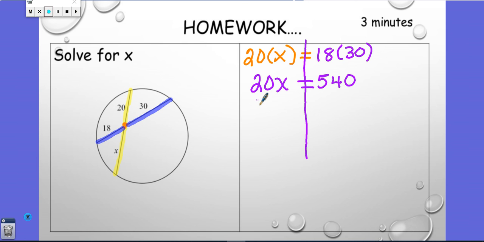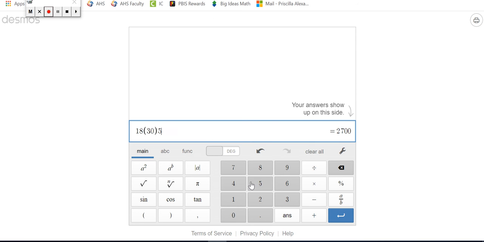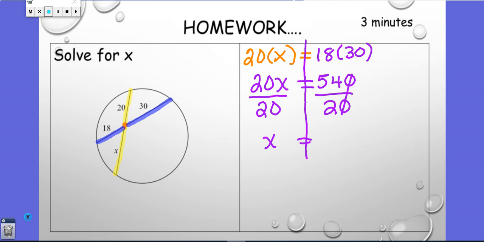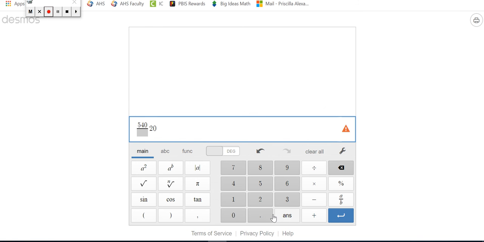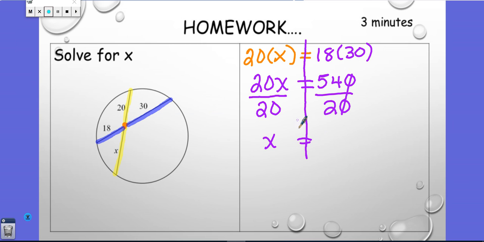Now we need to solve for x. Since this is multiplication, we're going to do the inverse operation. We want to get that coefficient from in front of x. So we get x equals, and then I'm going to go to the calculator again, or you can use mental math. So 540 divided by 20, and that's 27. So x equals 27.